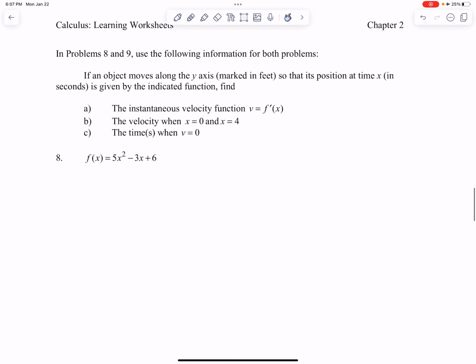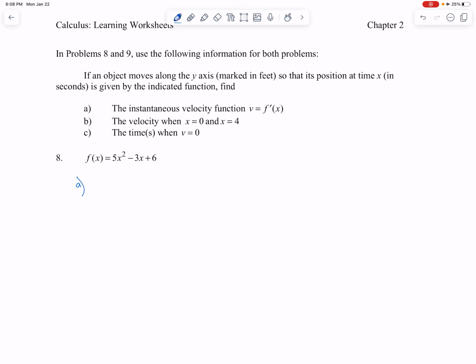Okay, in problems 8 and 9, use the following information for both problems. If an object moves along the y-axis, marked in feet, so that its position at time x in seconds is given by the indicated function, find the instantaneous velocity, the f prime, find the velocity when x equals 0 and x equals 4, and the times when our velocity v is 0. Okay, let's start with A.